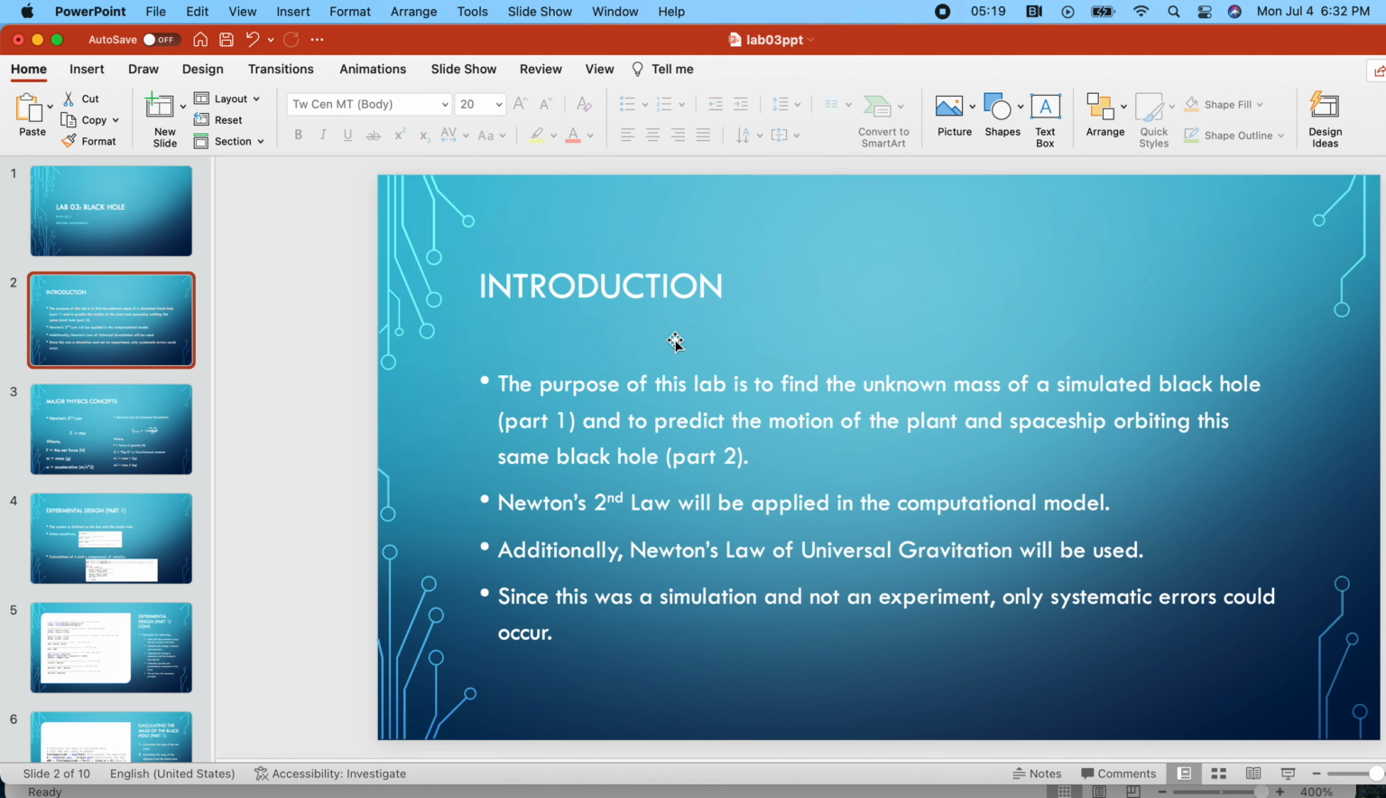Here's an introduction to this lab. The purpose of this lab is to find the unknown mass of a simulated black hole, that's part 1, and to predict the motion of the planet and spaceship orbiting this same black hole, that's part 2. Newton's second law will be applied in the computational model. Additionally, Newton's law of universal gravitation will be used. Since this was a simulation and not an experiment, only systematic errors could occur. That's kind of what's to come, a little preview of the results there.